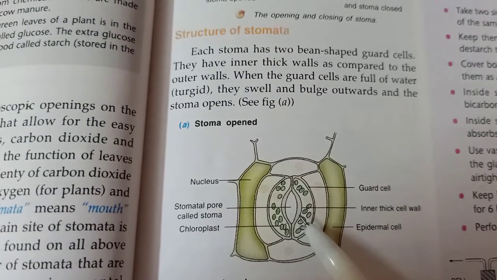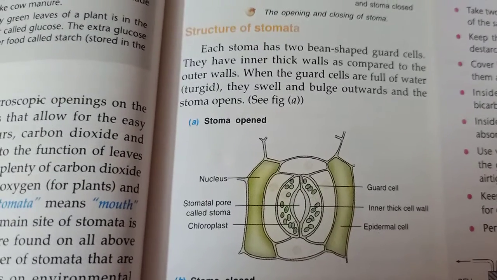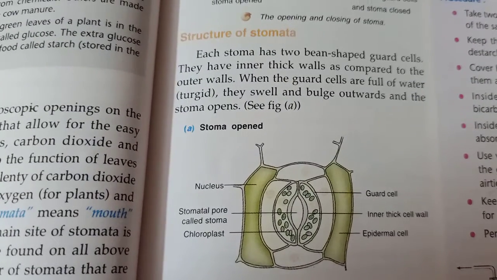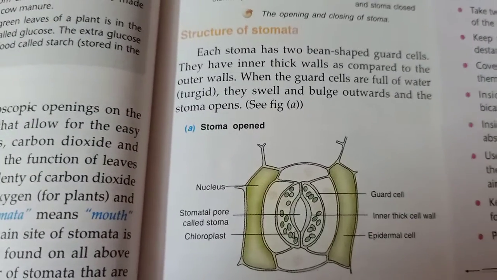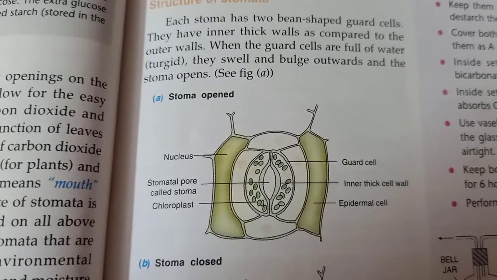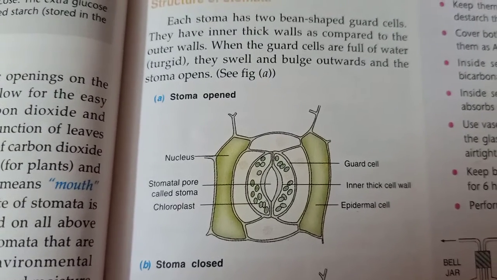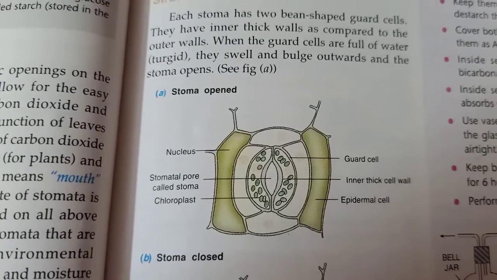When the guard cells are full of water, or in turgid condition, they swell and bulge outwards and the stoma opens. What happens is that when the guard cells are full of water, because of that fullness they swell up and bulge outwards, and in that condition the stomata opens.